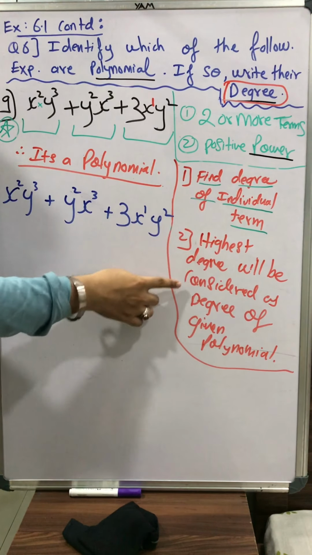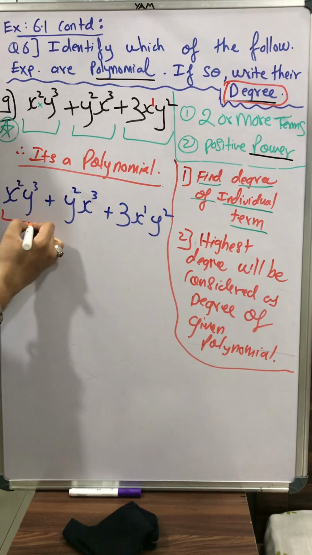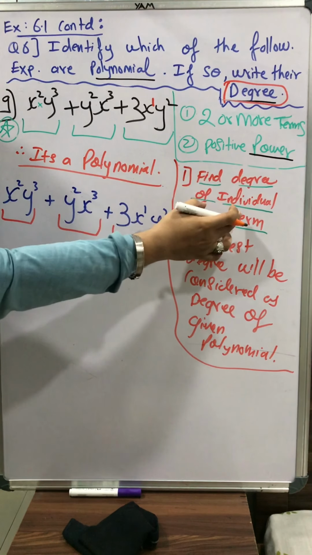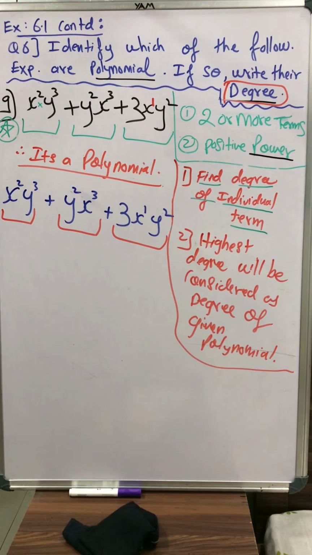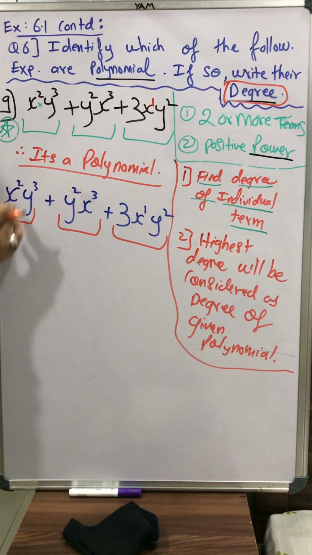There are two steps to find degree. Step number 1, eyes on the board, all of you. There we have three terms. This is first term, this is second term, this is third term. Step 1, find degree of individual terms. So this is my first individual term, second individual term, third individual term. Let's find the degree of this.